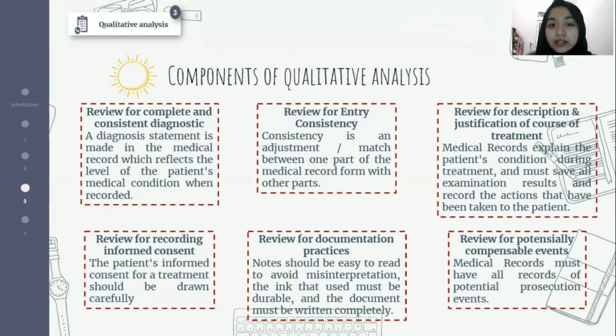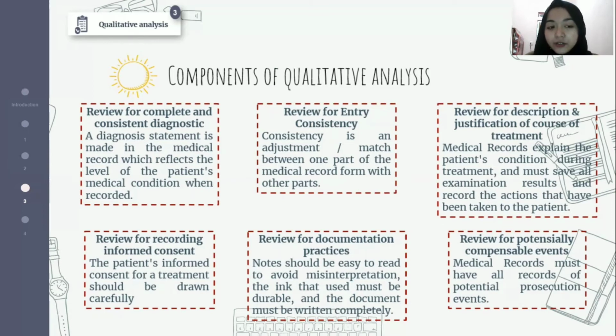2. Review for entry consistency. Consistency is an adjustment or match between one part of the medical record form with other parts. 3. Review for description and justification of course of treatment. Medical records explain the patient's condition during treatment, and must have all examination results and record the actions that have been taken to the patient.